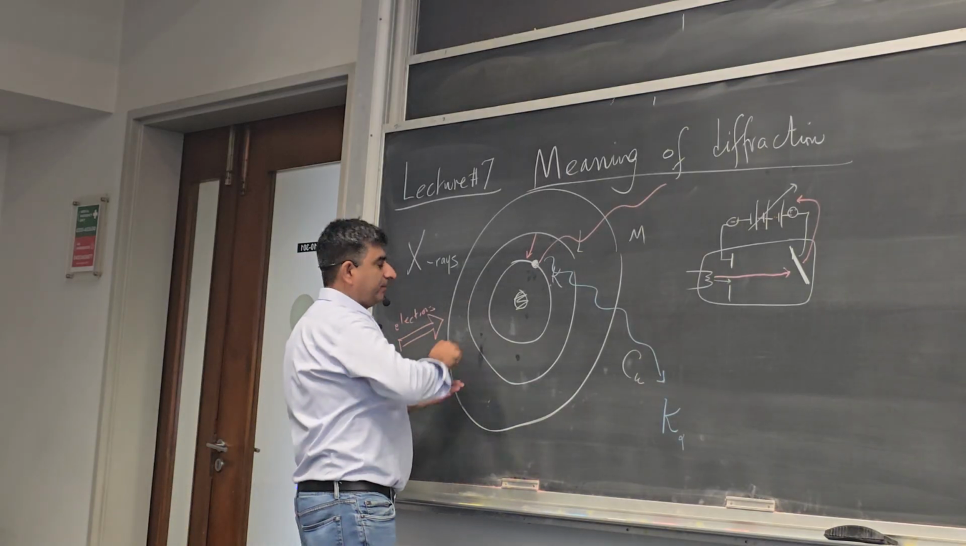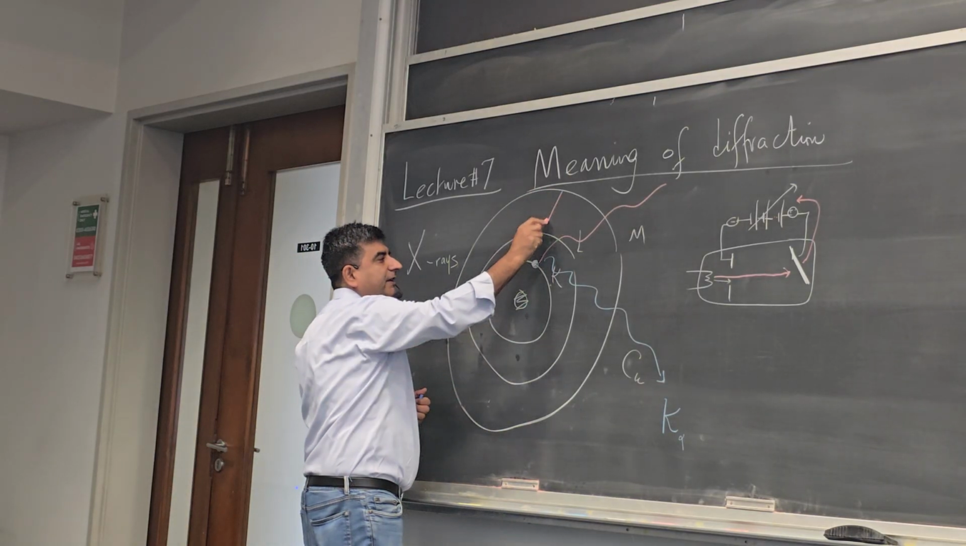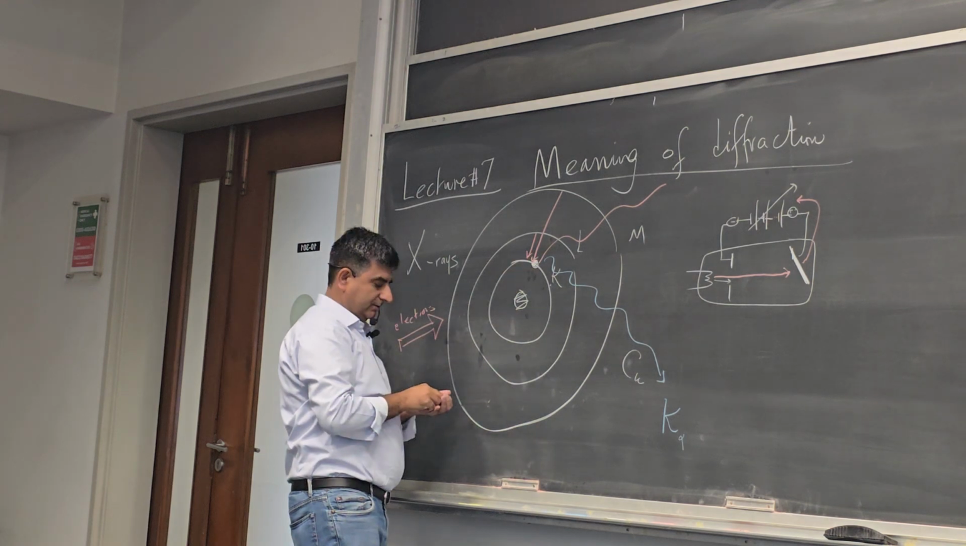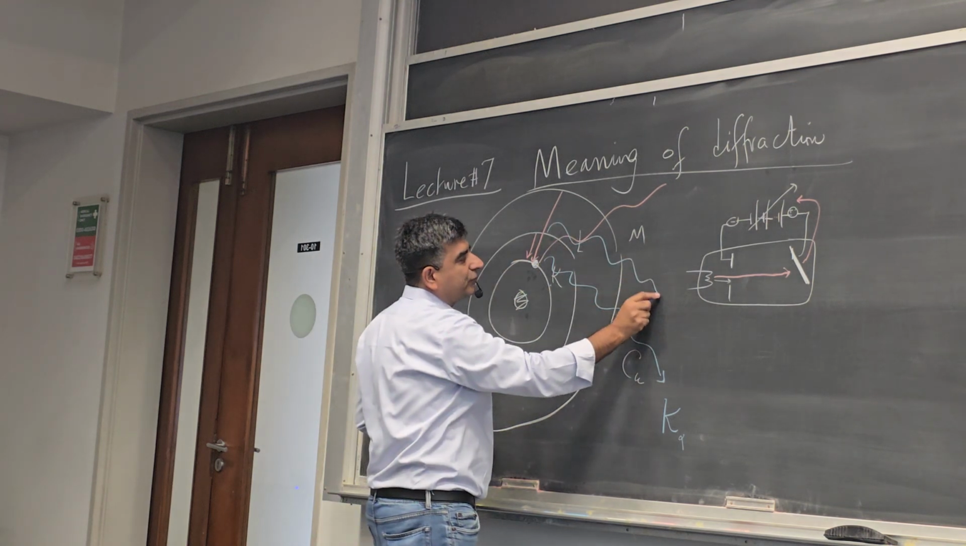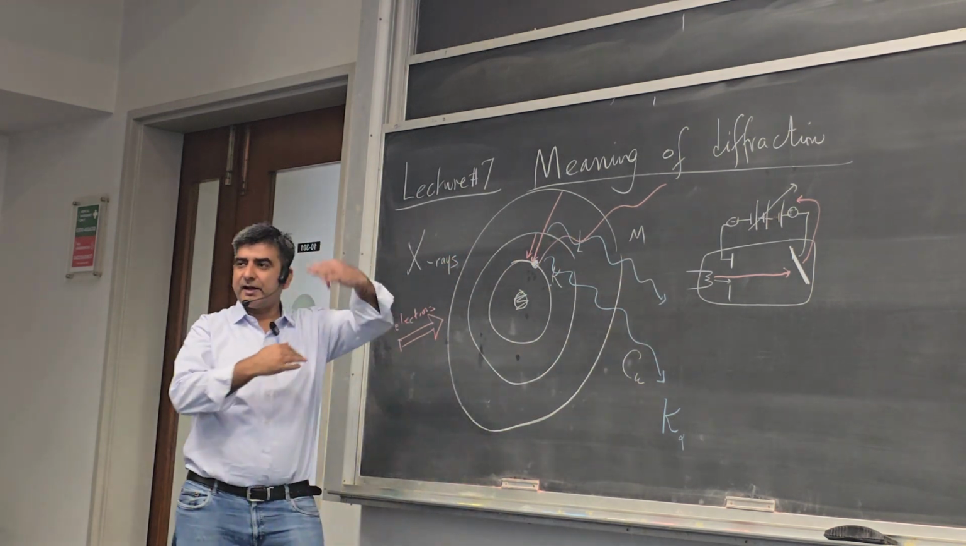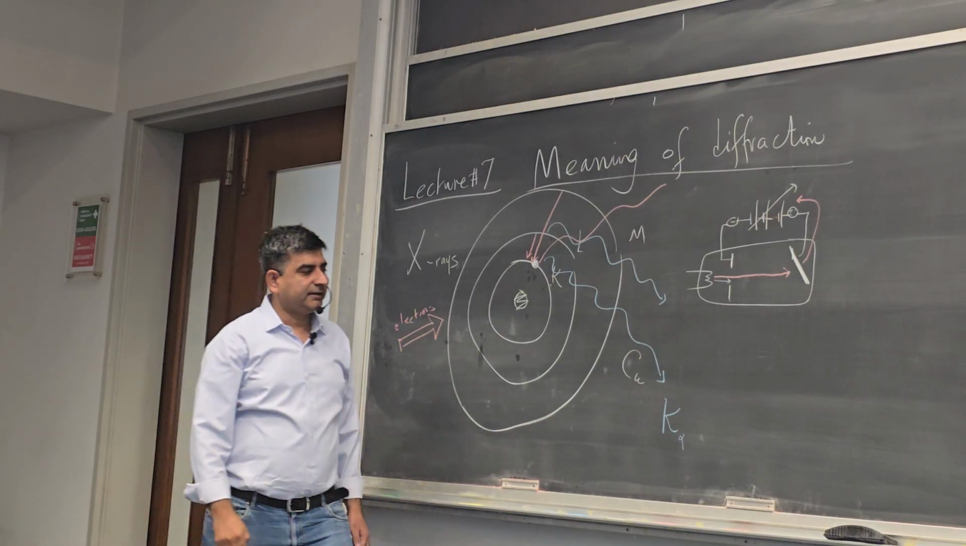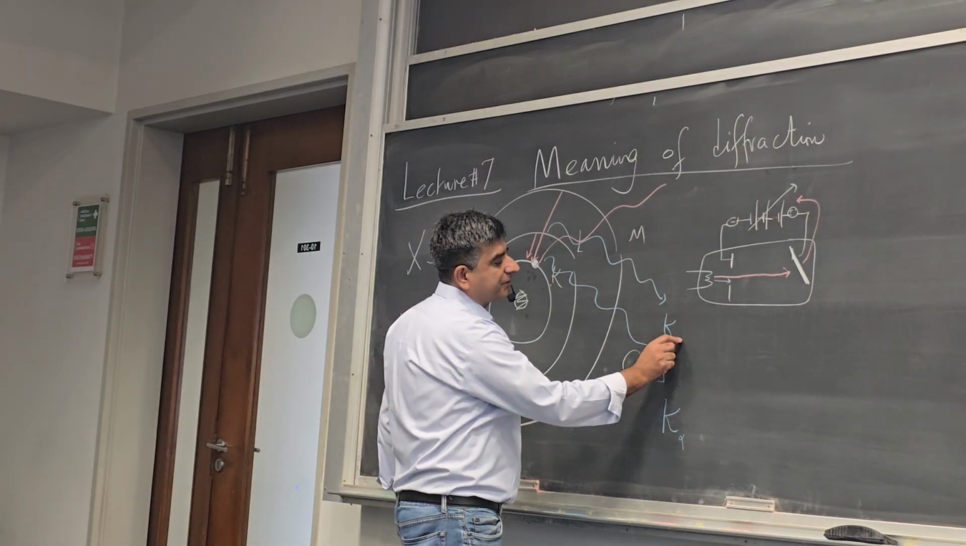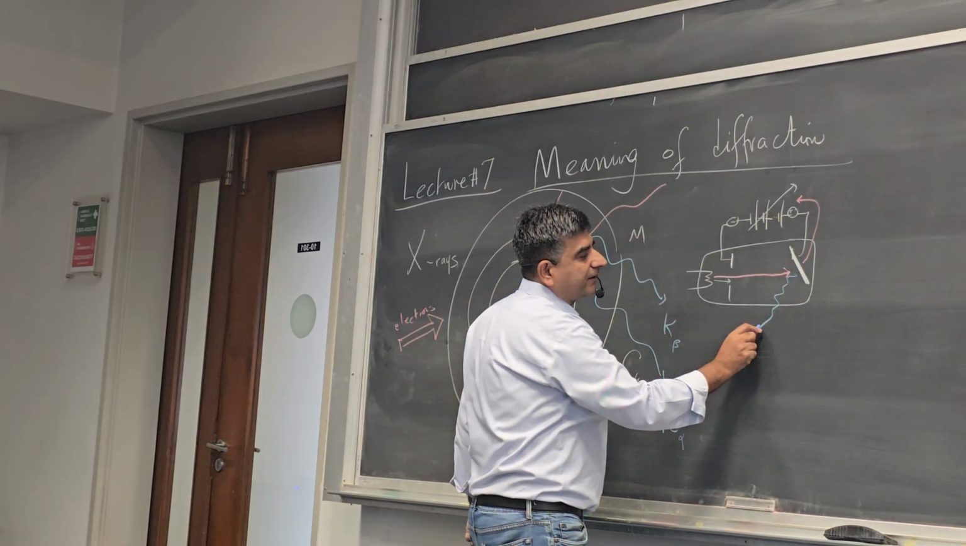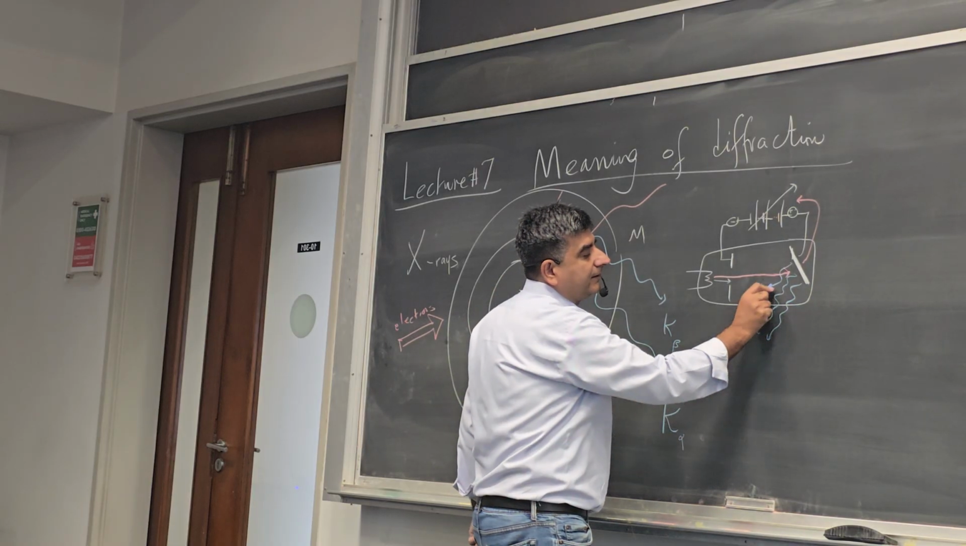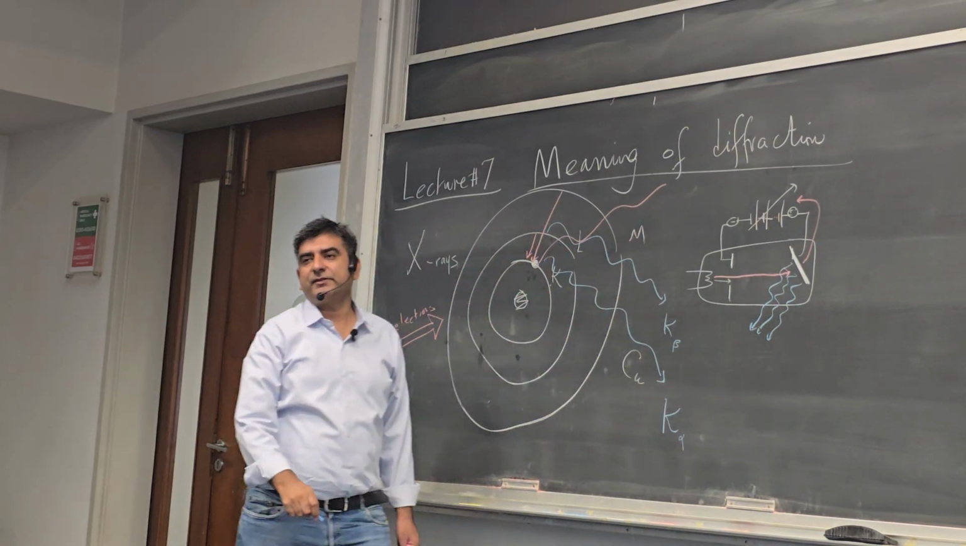If this vacancy is filled from the M shell, then the radiation of course will have a shorter wavelength and a higher energy. This is called the K beta radiation. So X-rays are emitted. Right? So this is how X-rays are produced.